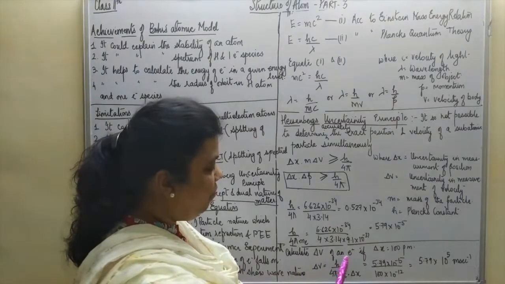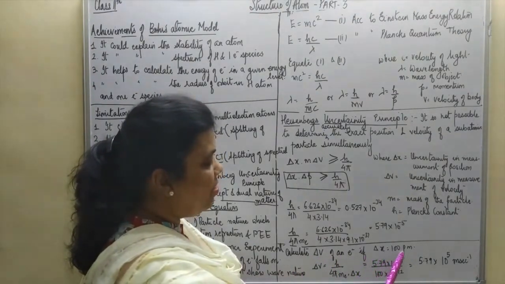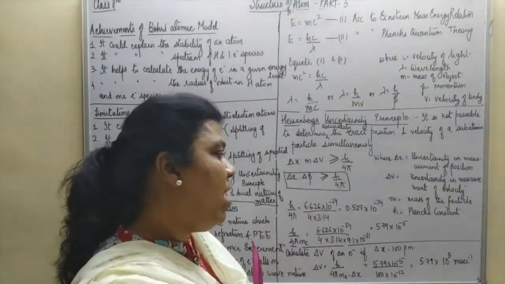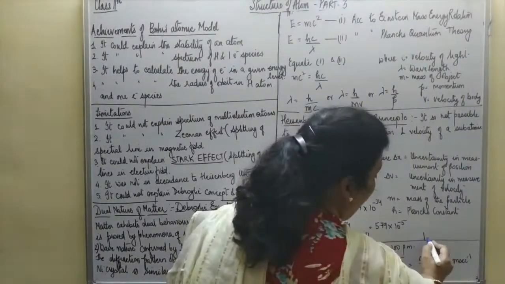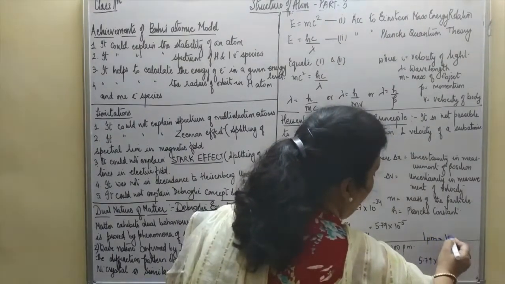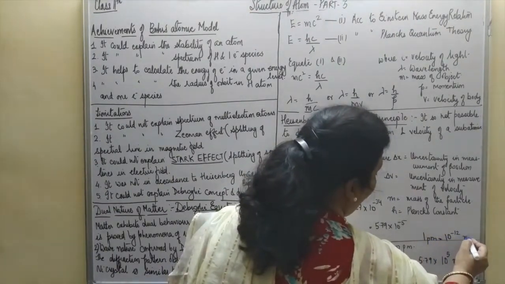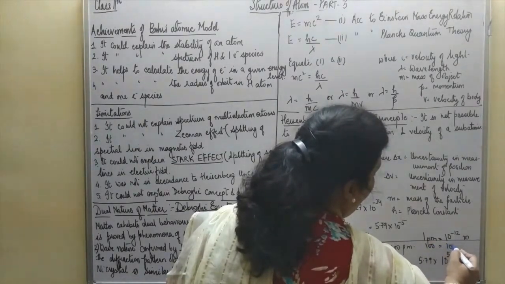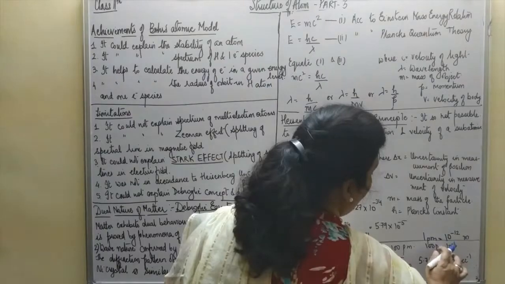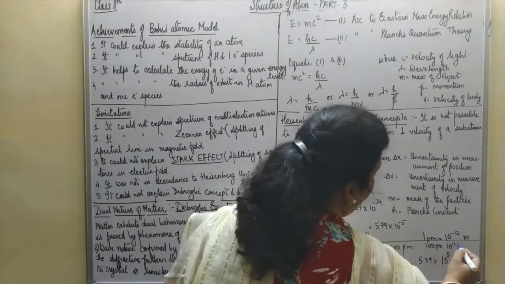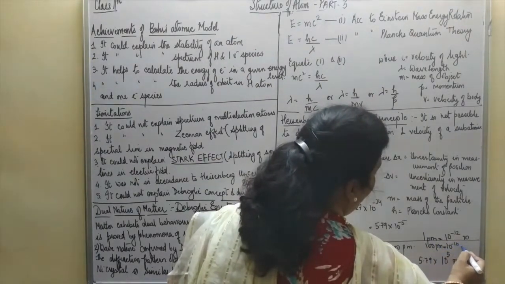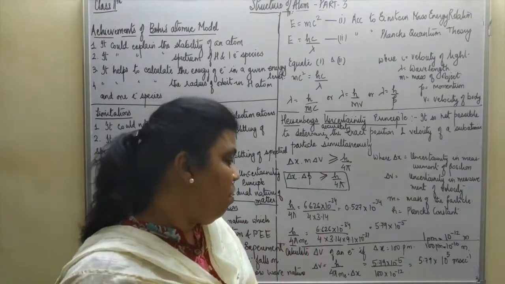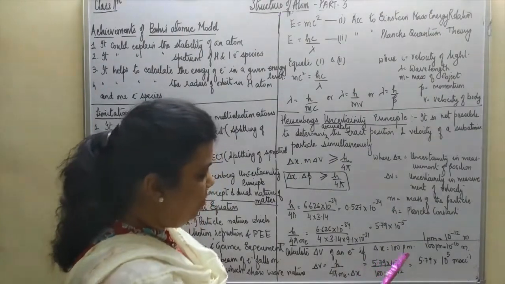Calculate delta v of an electron if delta x is given as 100 picometer. You all should know, earlier we had already studied that 1 picometer equals 10 to the power minus 12 meters. So 100 picometer will be equal to 10 to the power minus 10 meter. So calculate delta v of an electron if delta x is 100 picometer.